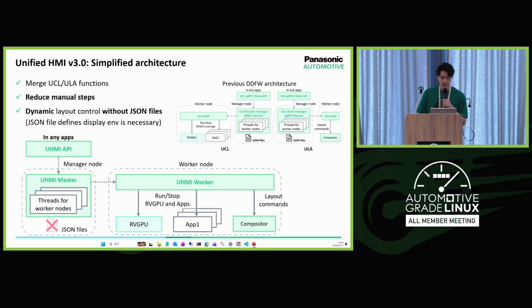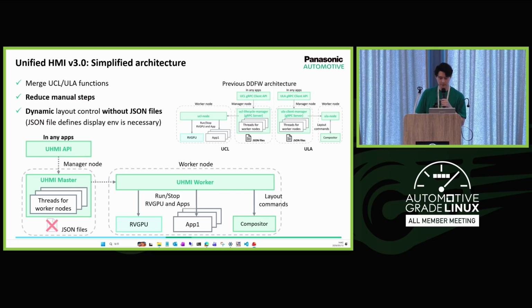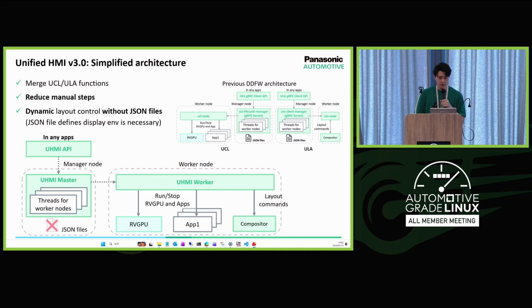This simplified architecture allows us to provide simpler APIs and reduce manual operational steps for integration. Also, Unified HMI version 3 enables dynamic layout control without JSON files. As a result, Unified HMI version 3 significantly reduces manual operations and allows developers to focus more on UHMI design and UX rather than system integration.